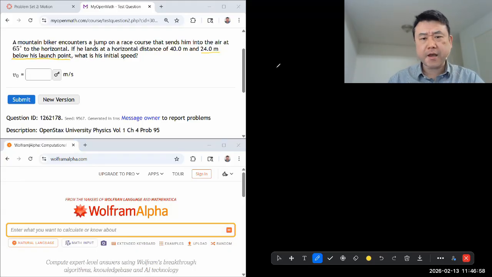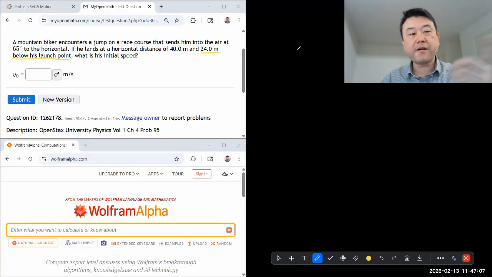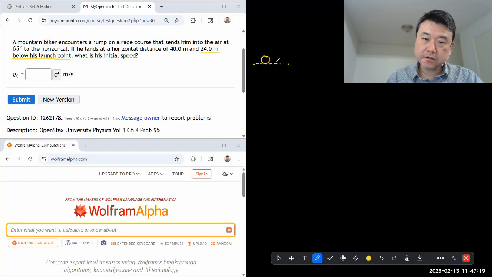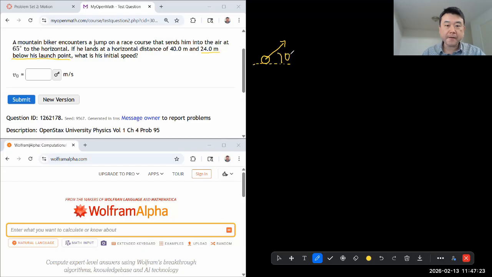Let me first start by sketching. So I have a mountain biker who encounters a jump on a race course that sends him into the air at some angle to the horizontal. All I really care about is that there's a projectile. The biker doesn't look like a ball, but for the purpose of the question, it doesn't matter. So there's some point where he's being launched at some angle theta. And I'm being asked for the initial speed, so I don't know that yet.